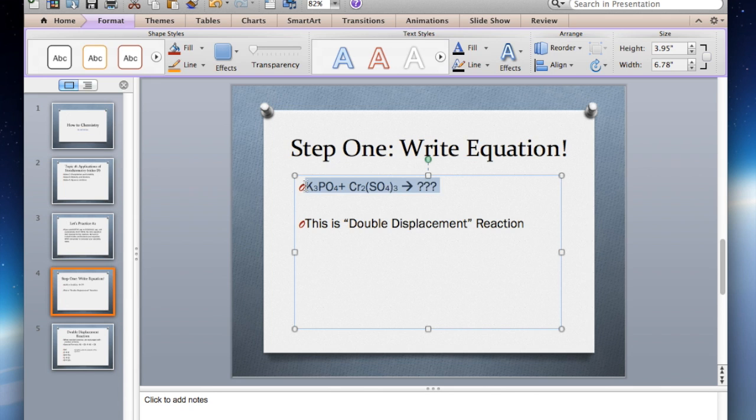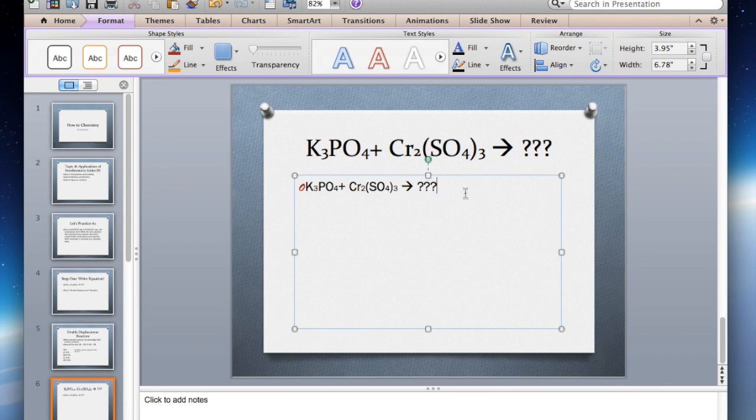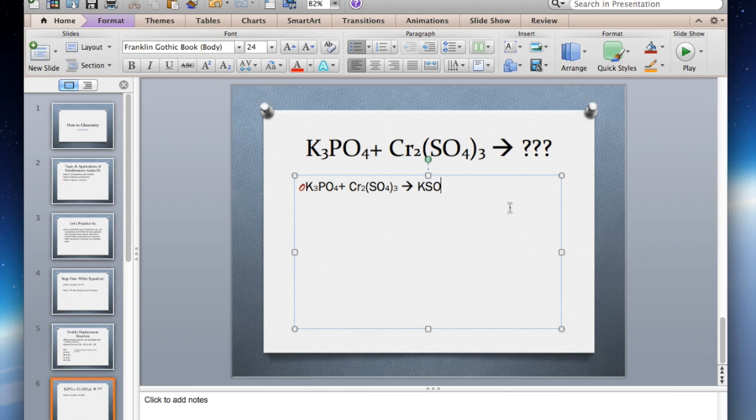So now we have potassium phosphate and chromium 3 sulfate yields potassium sulfate and chromium 3 phosphate. Now here comes the balancing act. Let's focus on the charges of each ion. Potassium has a +1 charge, phosphate has a -3, that's why there's 3 potassiums to 1 phosphate. Chromium is a transition metal, so we'll look to sulfate to help us determine the charge of chromium. Sulfate has a -2 charge, but there are 3 of them, so chromium needs to fit a -6 charge. There's 2 chromiums, making each chromium a +3 charge.